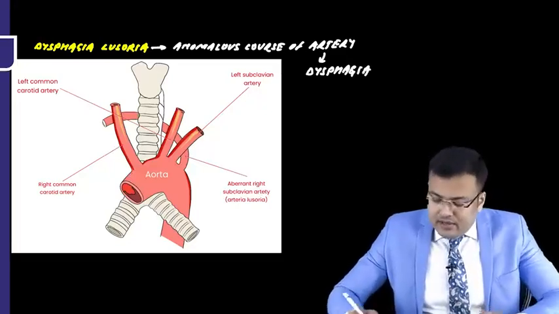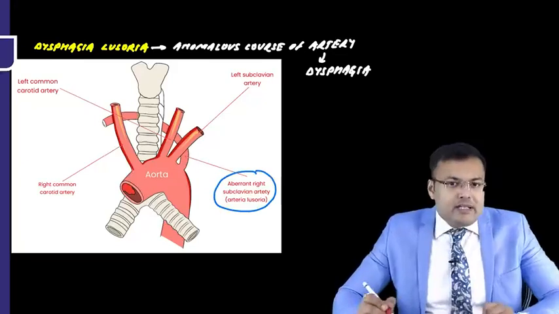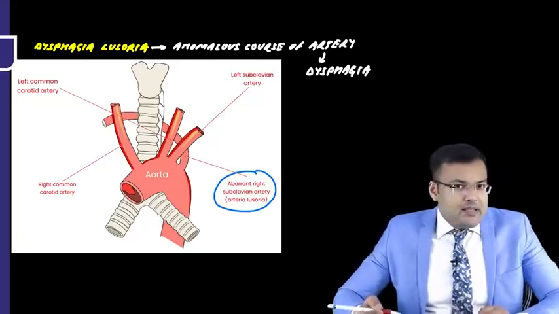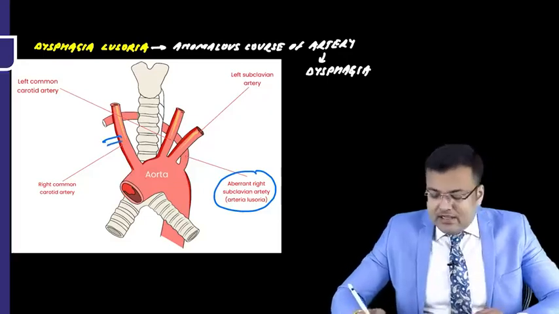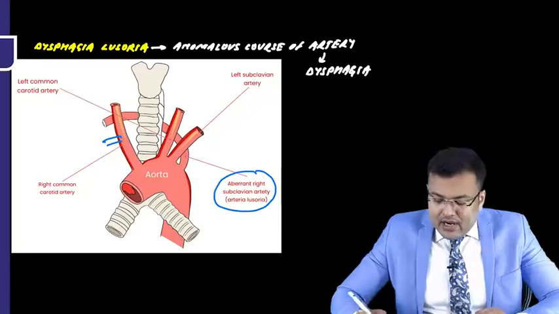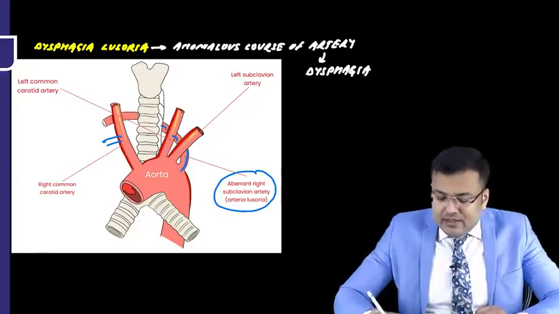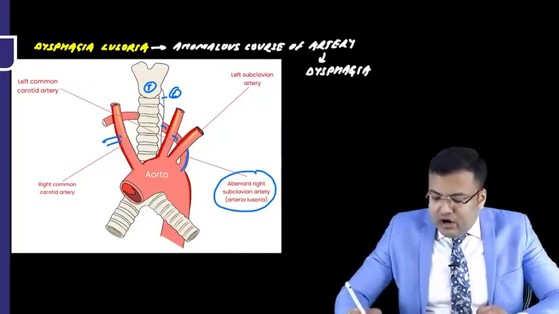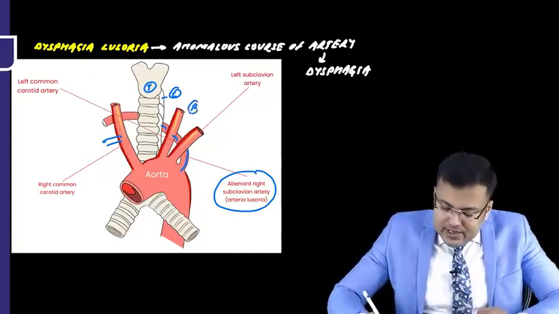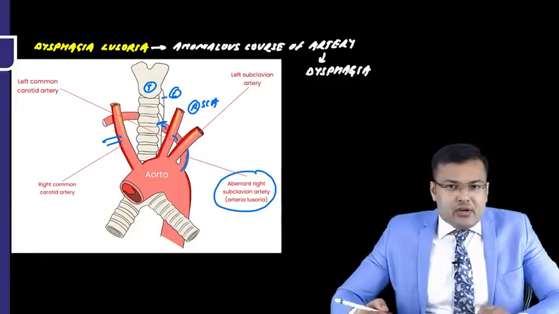Now see what is the problem here. There is arteria lusoria. What is that? You can see here, there is an aberrant right subclavian artery. Ideally, the right subclavian artery arises from the brachiocephalic, which gives rise to the right common carotid and right subclavian. But this aberrant right subclavian artery arises from the arch of aorta, then takes a U-turn and goes towards the right side. This is the esophagus and this structure is the trachea. This aberrant artery causes posterior compression of the esophagus, and this is causing dysphagia.